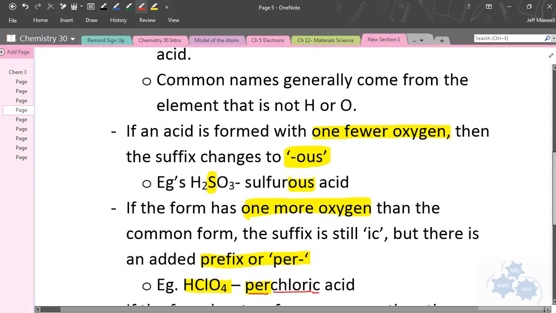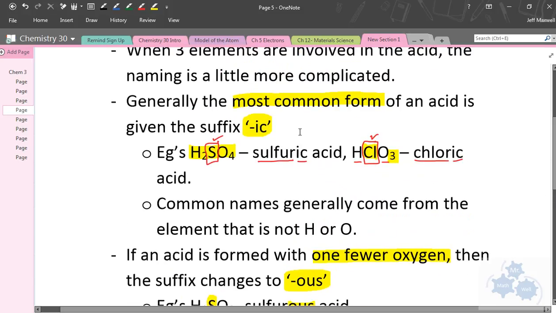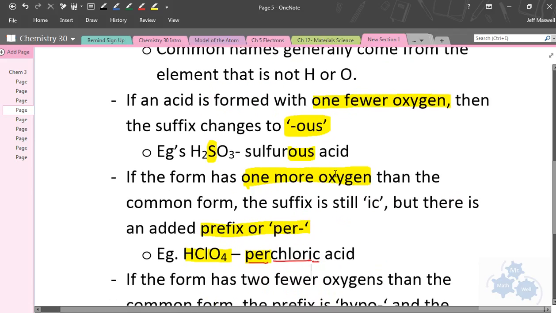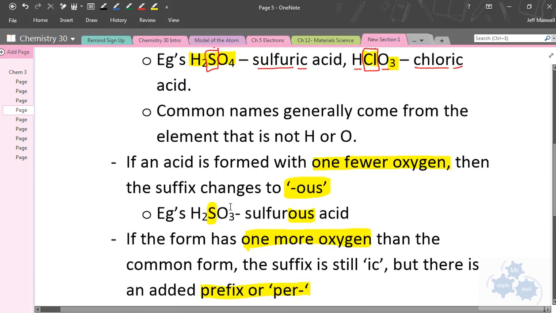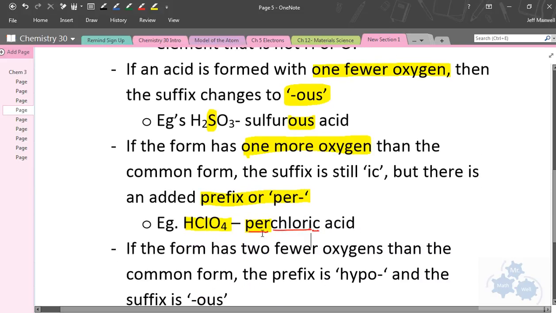Okay, so let's review this really quickly so far. The most common form just has an "-ic" at the end, with the element that's not hydrogen or oxygen being the root or the stem of the name. So sulfuric, chloric acid. A variation from that more common one with one fewer oxygen is "-ous." So this one would be sulfurous instead of sulfuric. One more, there's a "per" that's added to the beginning.